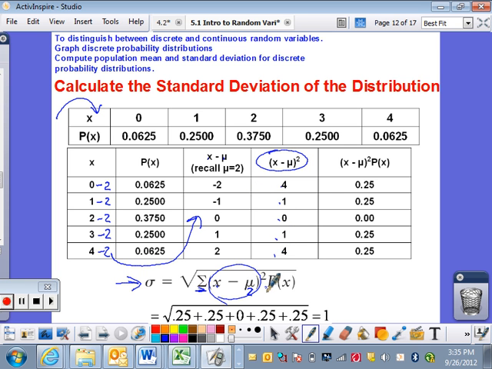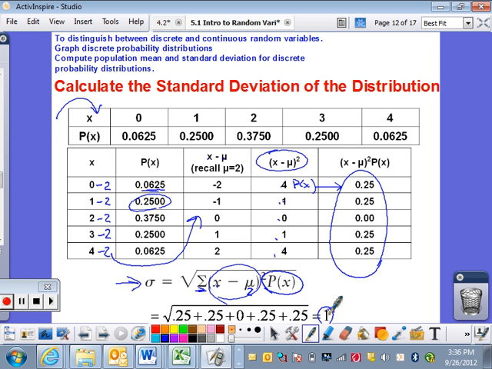But then they say I want to multiply all of those by the probability. So 4 times the probability of x, which is 0.0625, is your 0.25. 1 times 0.25 is 0.25. 0 times anything, 0. 1 times 0.25, and so on down the line, and you will add these up. This becomes your standard deviation, or your spread. Okay? And then when you add all of them up, we end up getting 1.